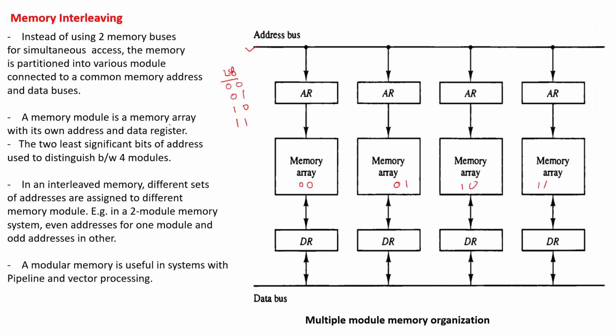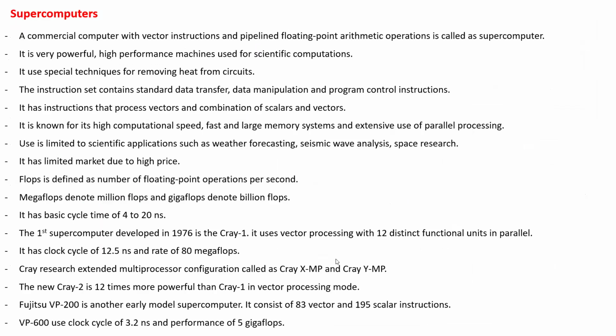Each memory module again has a memory array with its own address and data registers, and only two LSB bits are required here to distinguish between the different memory modules. In interleaved memory, different sets of addresses are assigned to the different memory modules, so with the help of the last two LSB bits, we are able to decide. And this modular memory is useful in systems with pipeline and vector processing.